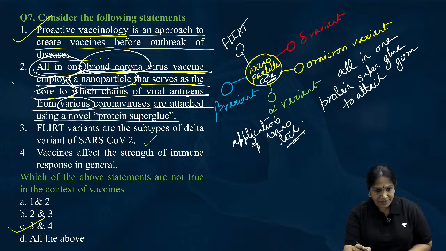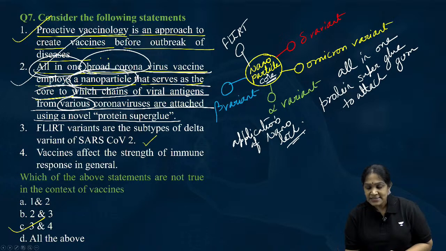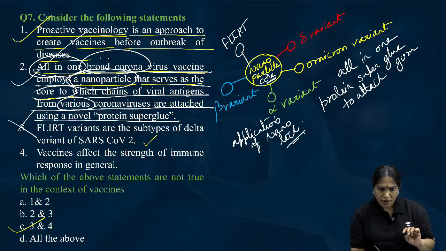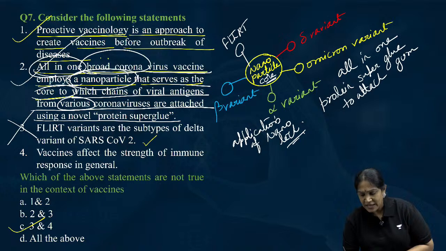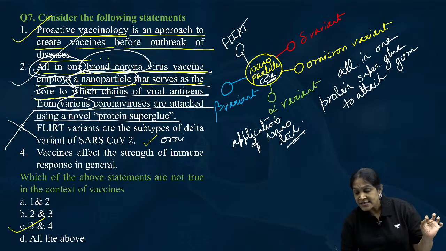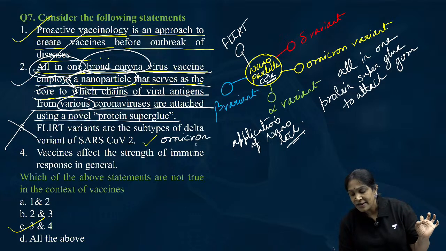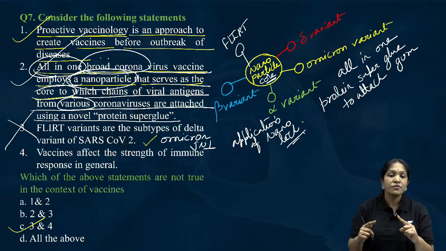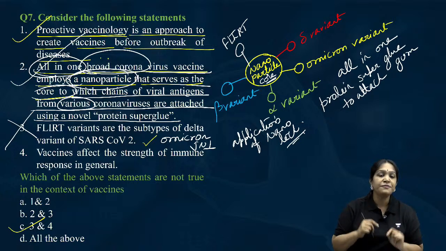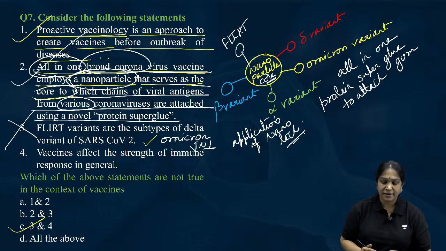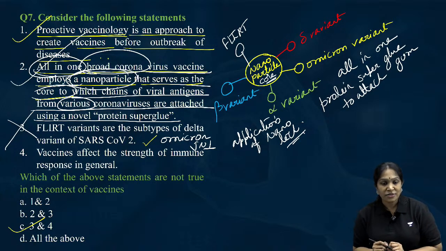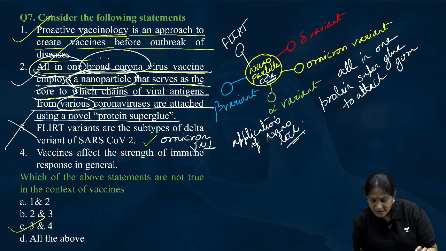So this is correct. FLiRT variants are the subtypes of Delta variant? No, this is wrong. They are the subtypes of Omicron variant. The previous JN.1 variant was there. The JN.1 subvariants are these FLiRT variants. Is it clear?